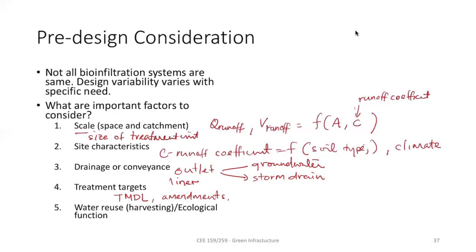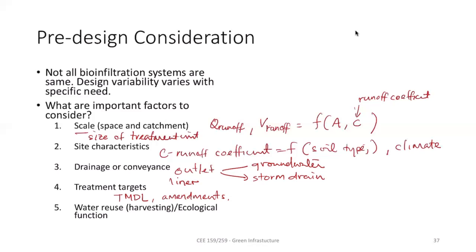The fifth one is about water reuse. What's the whole intention of installing this infiltration system? Is it something you want to do for water use, reusing that treated water, or is it just about getting rid of stormwater so that you have volume reductions? Or you may have some other ecological functions, like how many plants or how much green space you want to have because of other ecosystem functions.